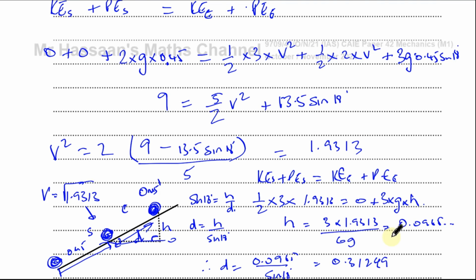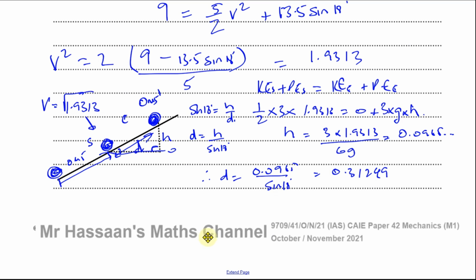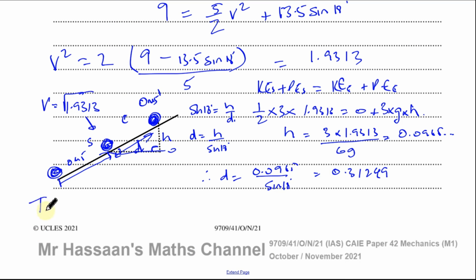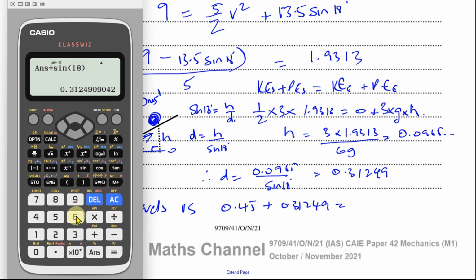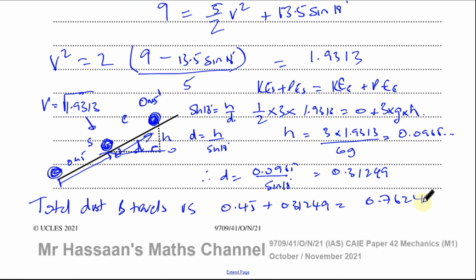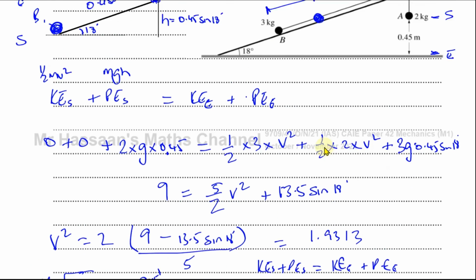So therefore we can say, and I'll just keep it on this page, the total distance B travels is 0.45 plus 0.31249. So we take this value and we add it to 0.45, and that gives us 0.76249, so 0.762 meters, which is exactly the same answer that we got when we considered SUVAT.